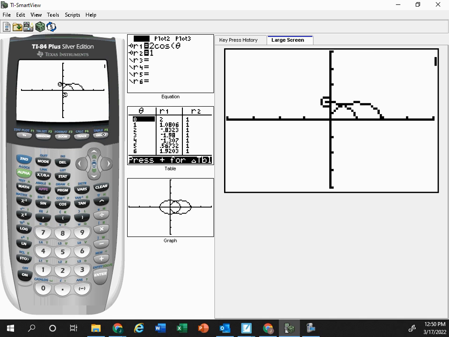So one intersection, and then they don't intersect again until the second time around for that other circle. That's why it's a pi over 3 and a 5 pi over 3. It takes it that second time around for them to intersect again.